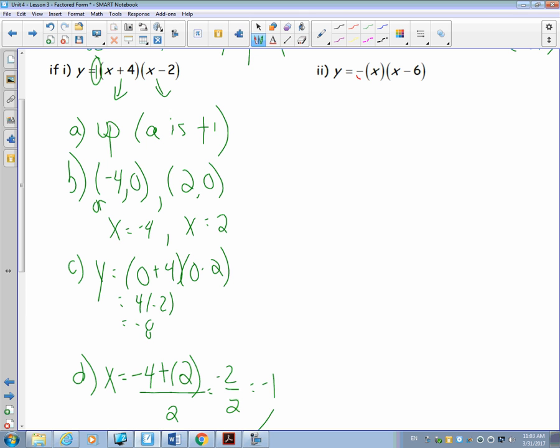Well, here's my A value out front. Okay, so for part A, it's going to open down because A is -1. And again, I don't care about the number. It's all about that sign.